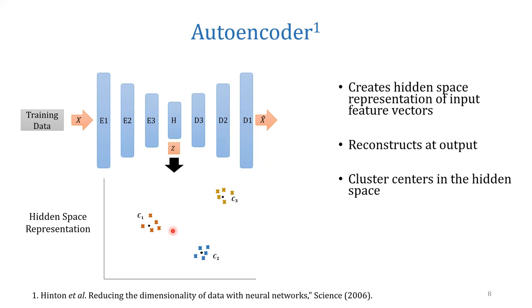So based on this cluster, if we use some kind of contrastive loss to minimize the distances between the data points of the same classes and to maximize the distances between the data points of different classes, then we can have a discriminative representation of the input training data X in the hidden space representation Z.